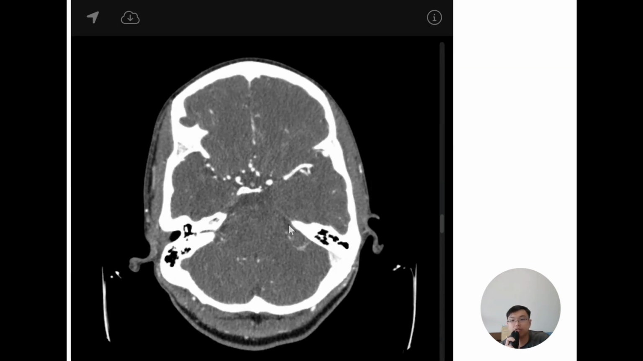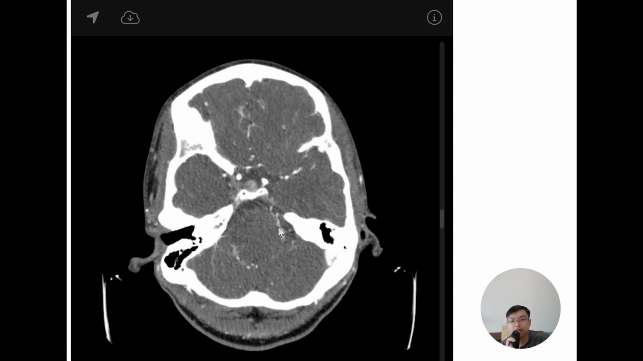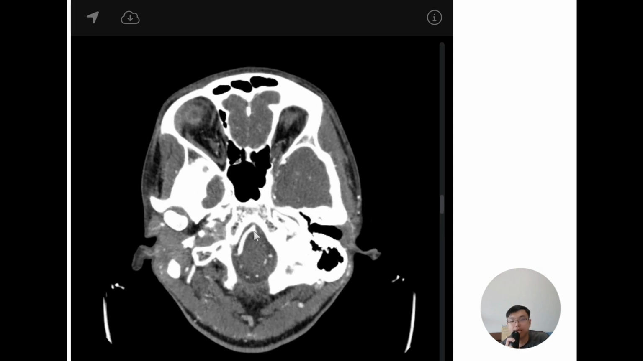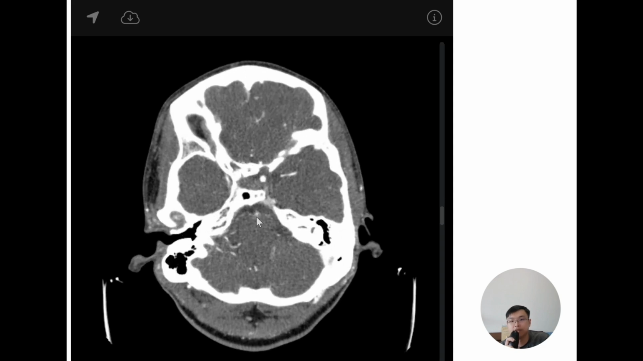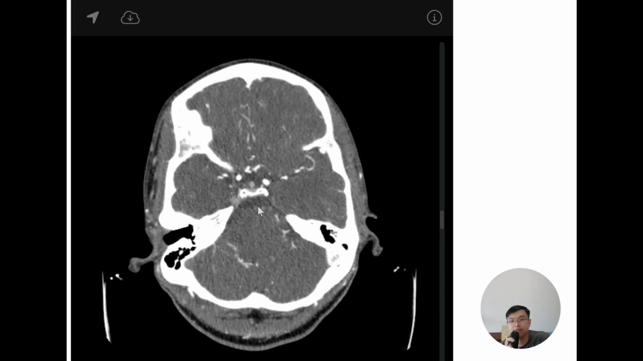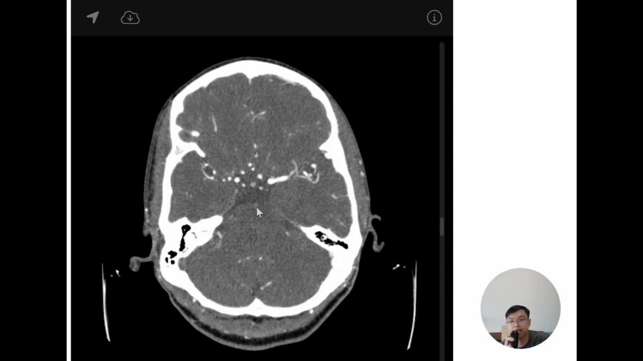And then we try to do a CT angiogram to confirm our diagnosis. Basically, if this is a patent artery, it should be well opacified with the contrast. But if it has some clot inside here, you see that the lumen is completely non-opacified.